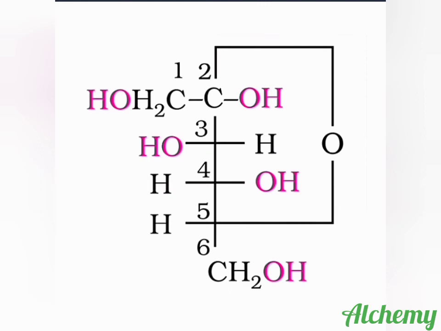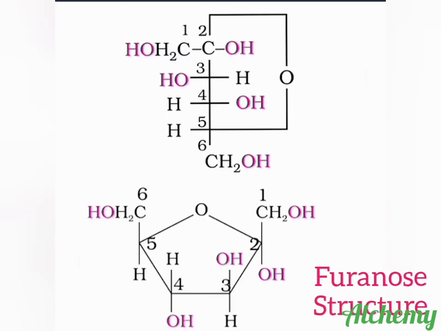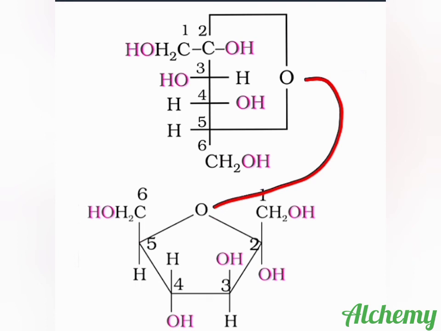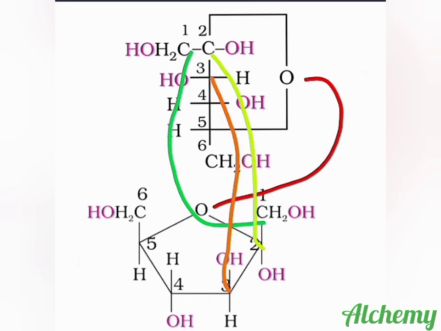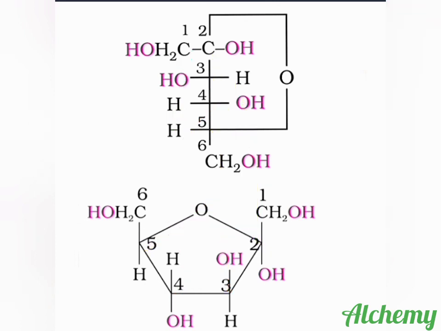Similar to the case of glucose, we have to transform this structure to a cyclic 5-membered ring called furanose structures. The oxygen will be placed here. Next, the carbon number 1, that is CH2OH here. Next, carbon number 2, carbon number 3, carbon number 4, carbon number 5. The carbon number 6, that is CH2OH, will be placed above carbon number 5.